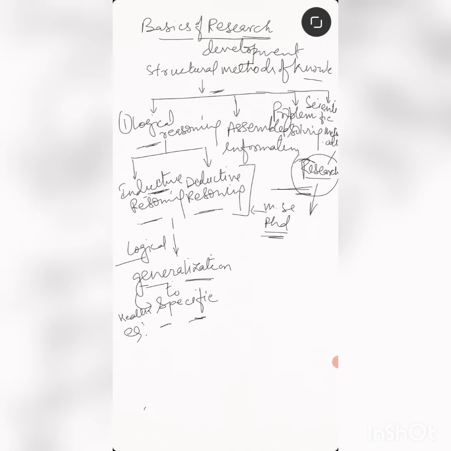So in the previous class we already discussed the structural method of acquiring knowledge and the unstructured method of acquiring knowledge. When we look at the structural method of acquiring knowledge, there are four methods. The first one is logical reasoning, then assembled information, problem solving, and the fourth one is the scientific method, which is also called research.